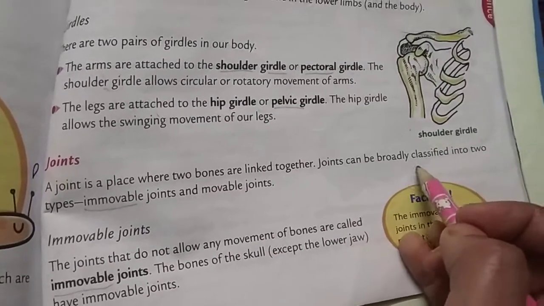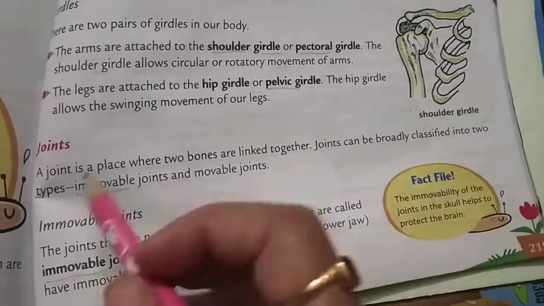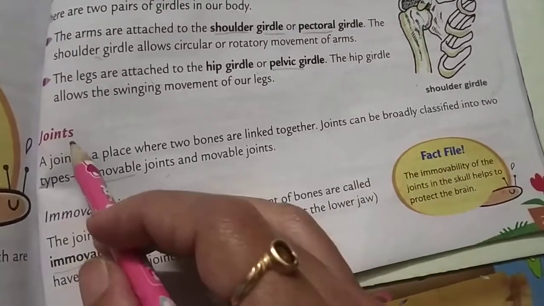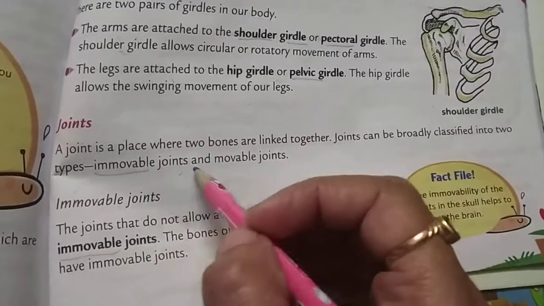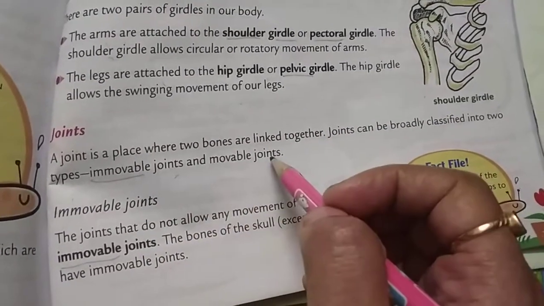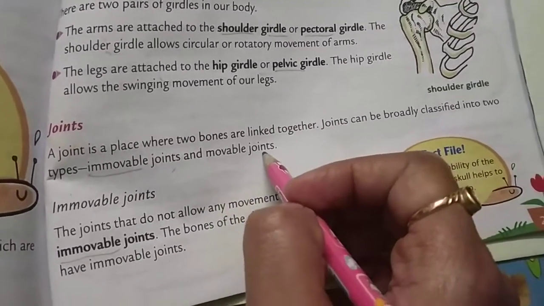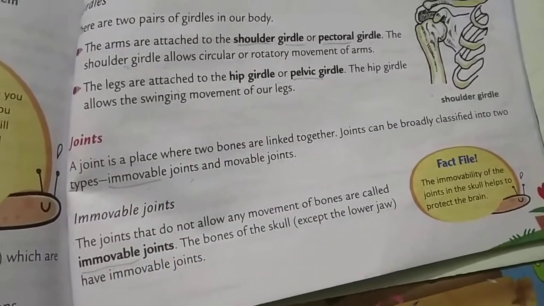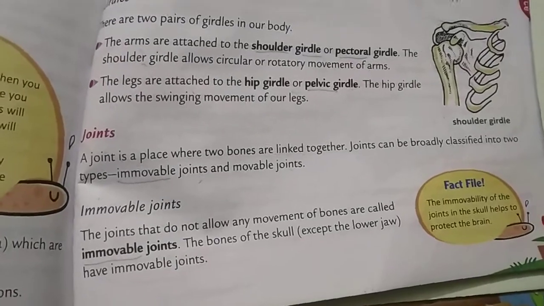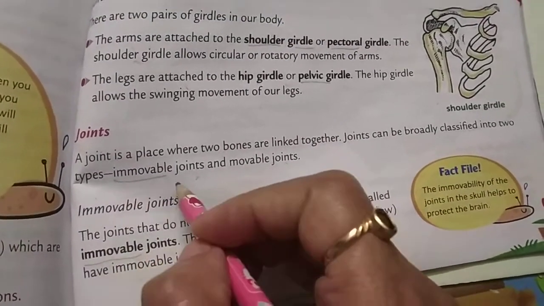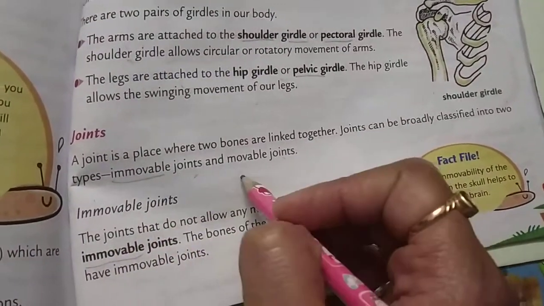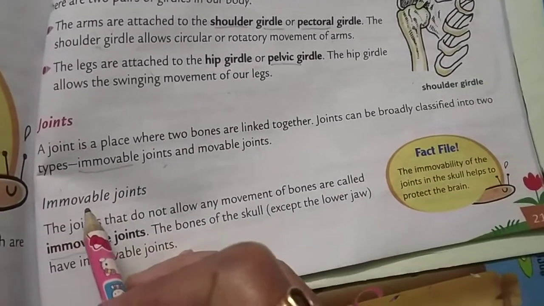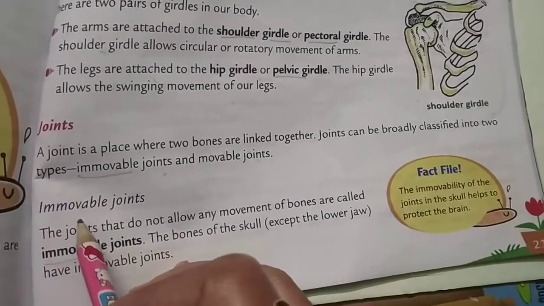Joints can be broadly classified into two types: immovable joints and movable joints. Okay, so student, our shoulder and our hand are having one joint. This is called a joint. Immovable means that cannot be moved, and movable means joints that can be moved. So let us see immovable joint first.